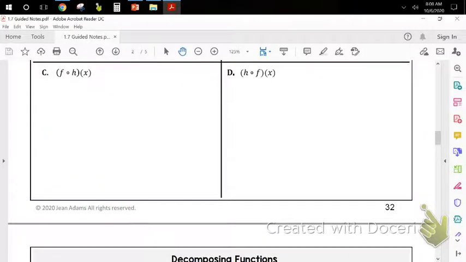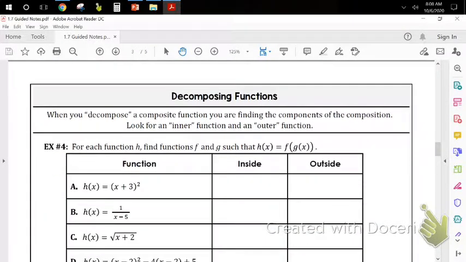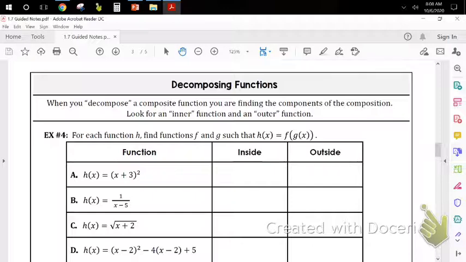All right, so let's keep going then. So now let's do the opposite. Now we're going to decompose the functions. Remember, decomposing means something's coming apart, okay? So when you decompose a composite function, you're finding the components of the composition. Look for the inner function and look for the outer function. So we're going to take this apart.